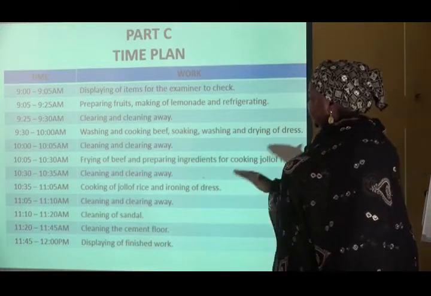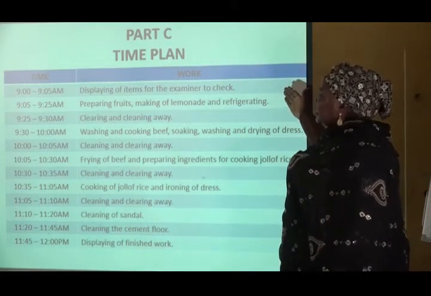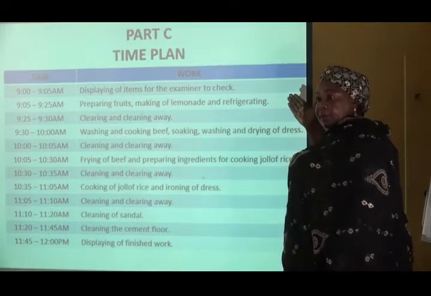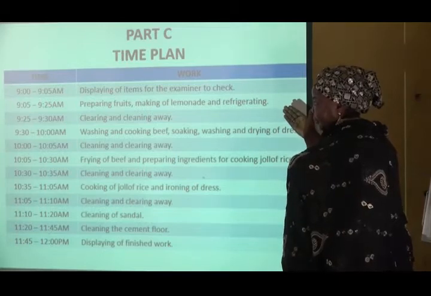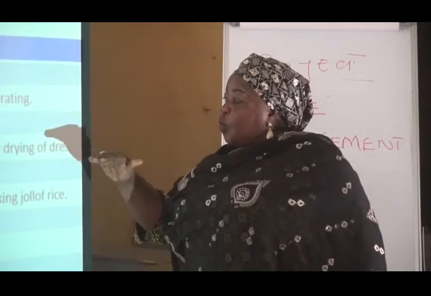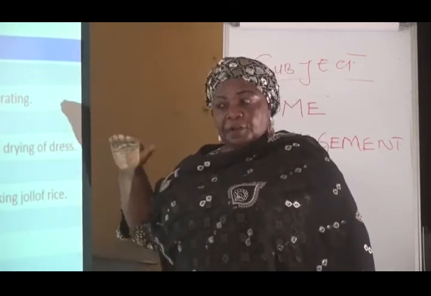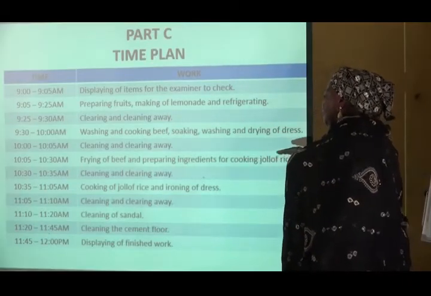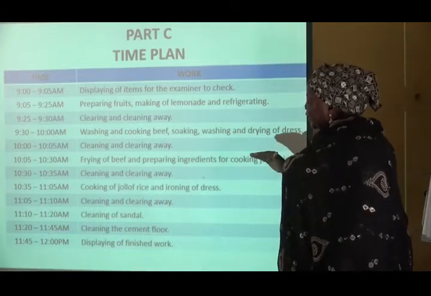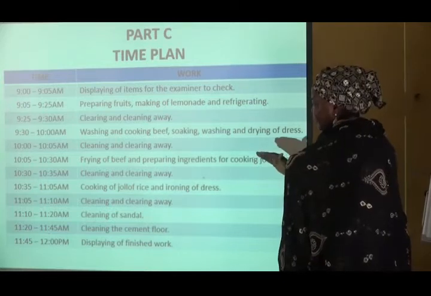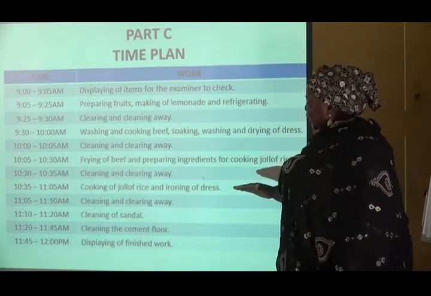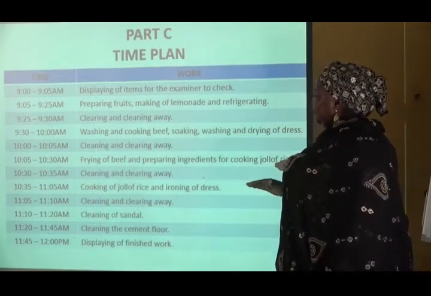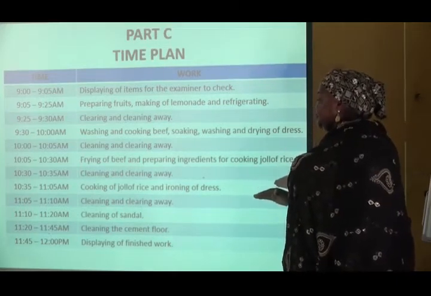Now, if you notice, before I finish it here, you find out that it has gone in a particular sequence. The first thing I did was to refrigerate my drink, because it's supposed to be taken as a cold drink. The second thing I did was to wash and also cook my beef. Fry, that I did. After that, I prepared my jollof rice. After that, I ironed my dress, I cleaned the sandal, and then I cleaned the cement floor. Now, the last thing is by 11:45 to 12, I'll be displaying my finished work.